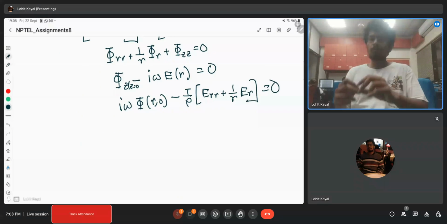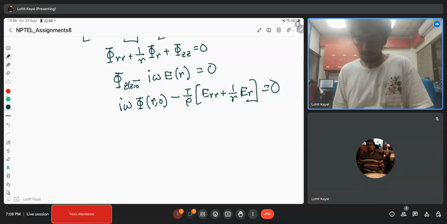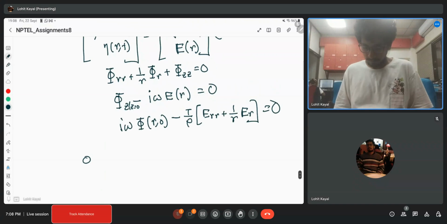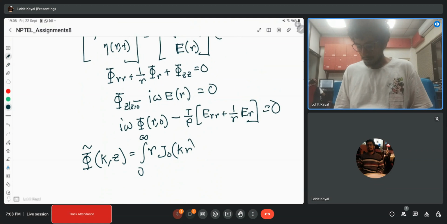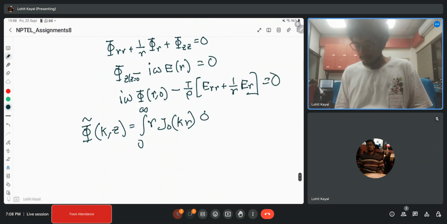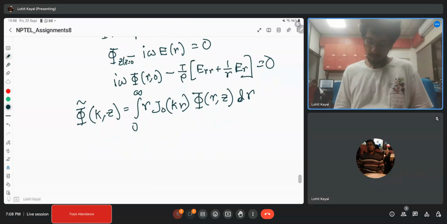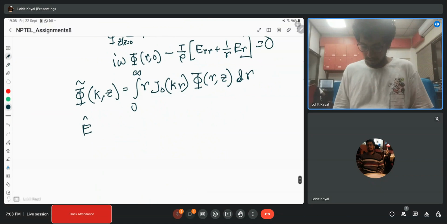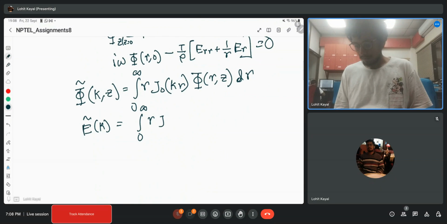Now we will use the Hankel transformation. Hankel transformation means phi tilde of k, z is equal to the integral from 0 to infinity of r J0(kr) phi(r,z) dr, and eta tilde of k is the integral from 0 to infinity of r J0(kr) eta dr.